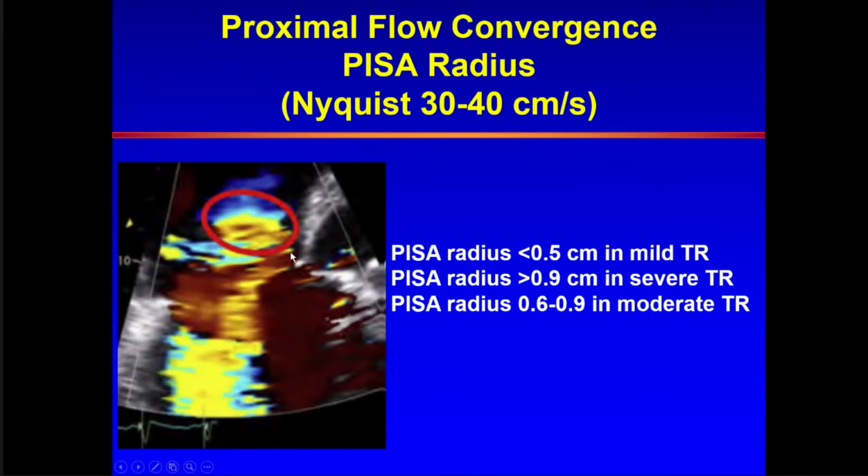First, because the aliasing radius, if we want to use the proximal flow convergence method, depends on the aliasing velocity, the ASE native valve regurgitation guidelines, the most recent ones, recommend looking at that radius with a Nyquist limit of 30 to 40 centimeters per second. And so if you are able to measure the PISA radius on a view like this one, if it is less than 0.5, it's mild, more than 0.9, it's severe, and in between, we're looking at moderate tricuspid regurgitation.